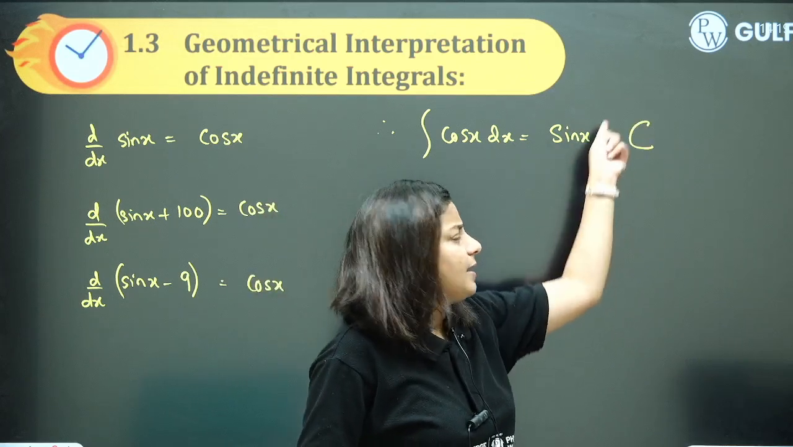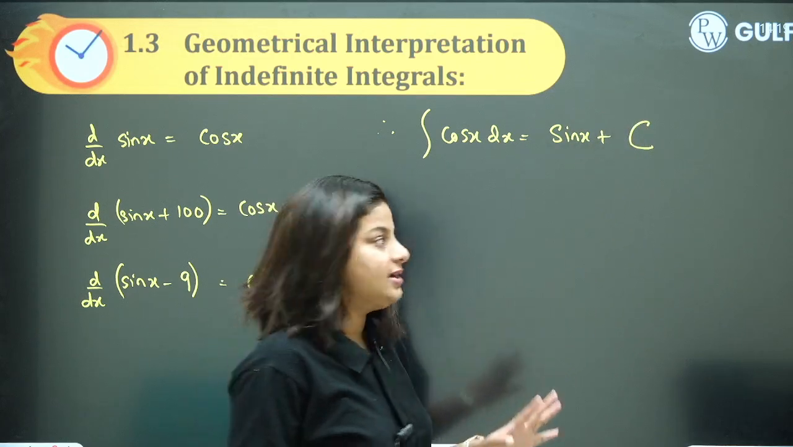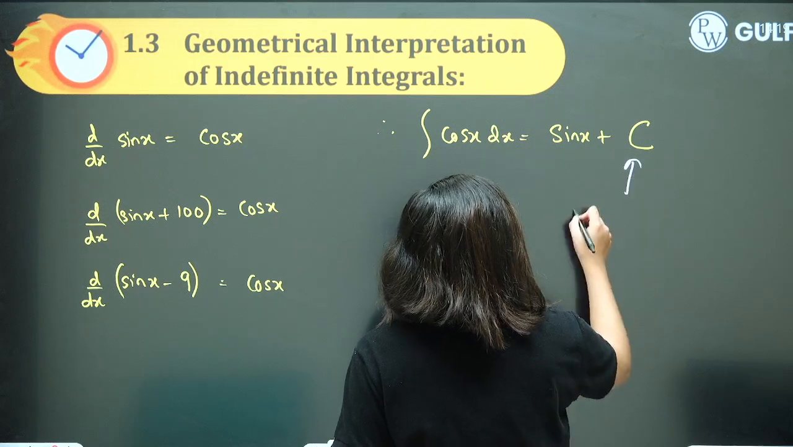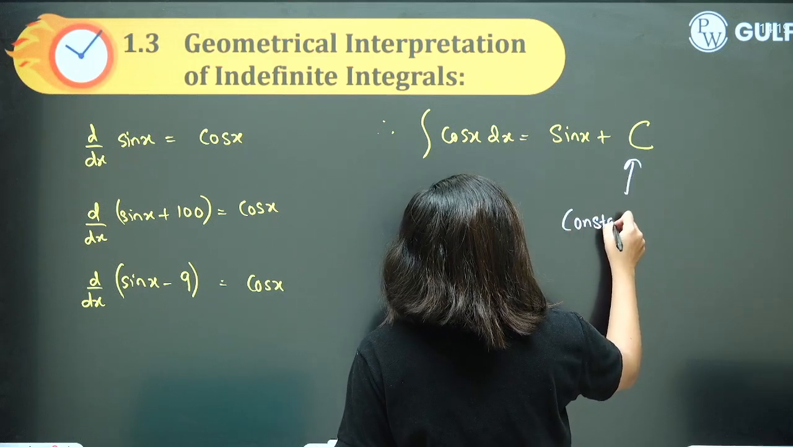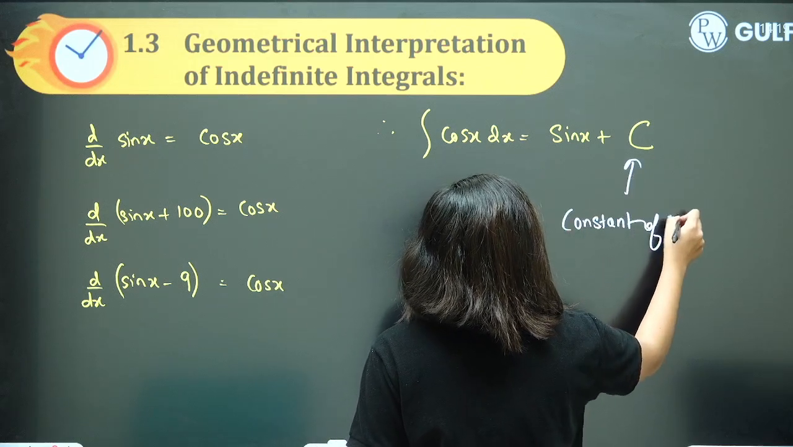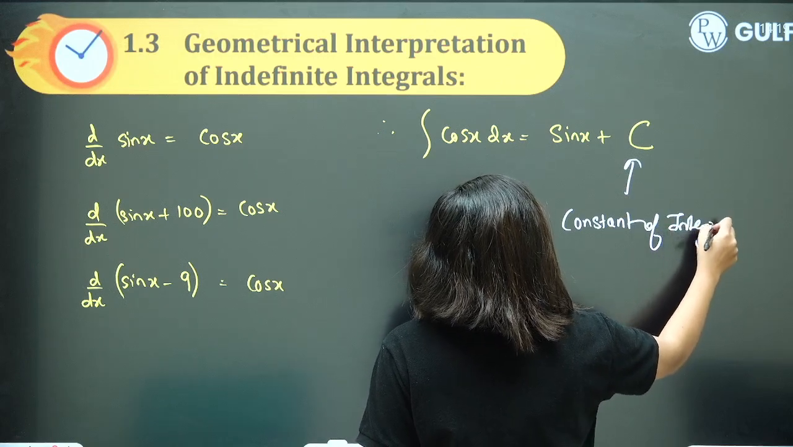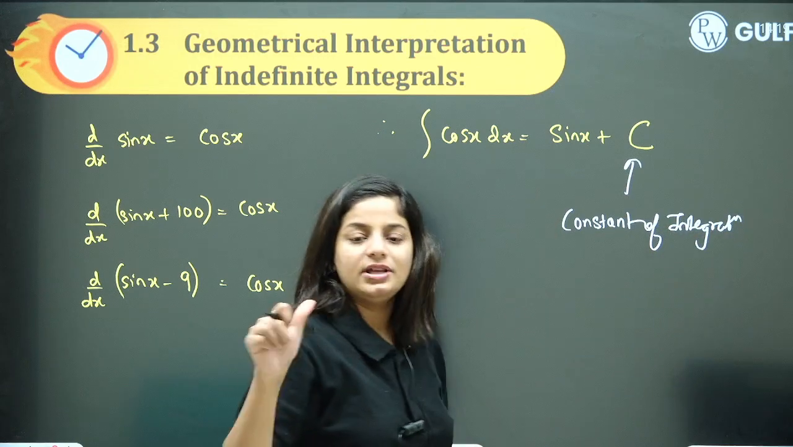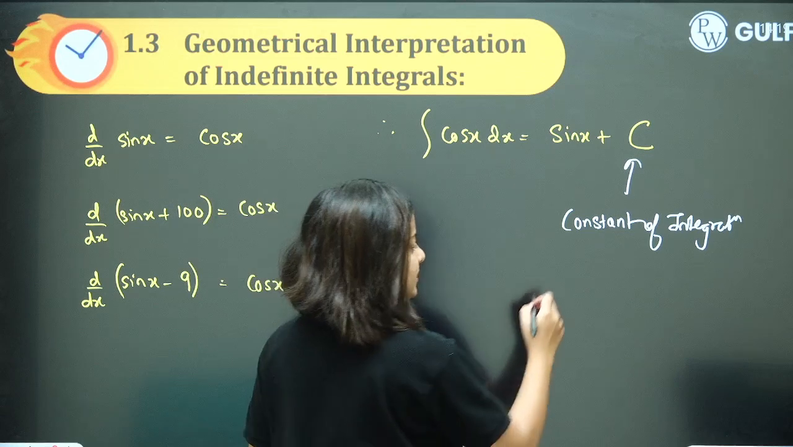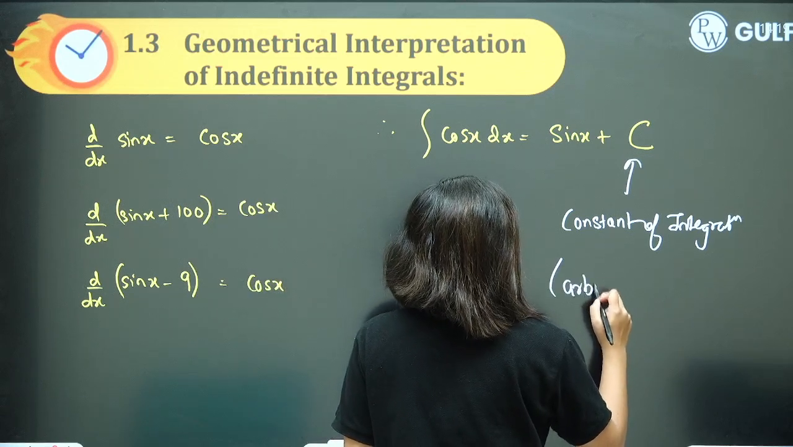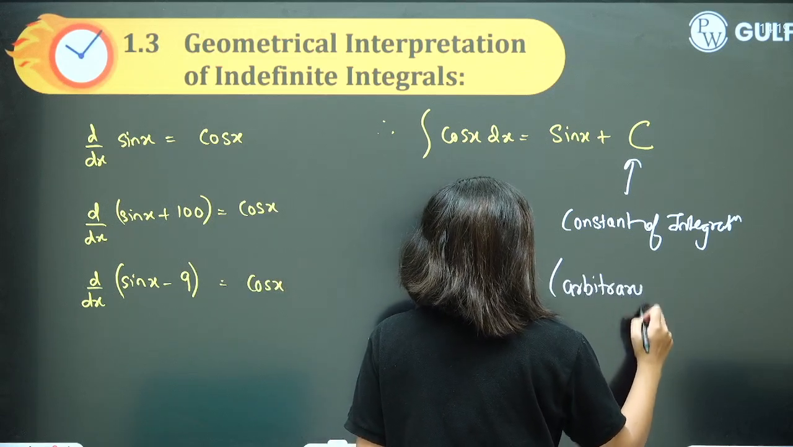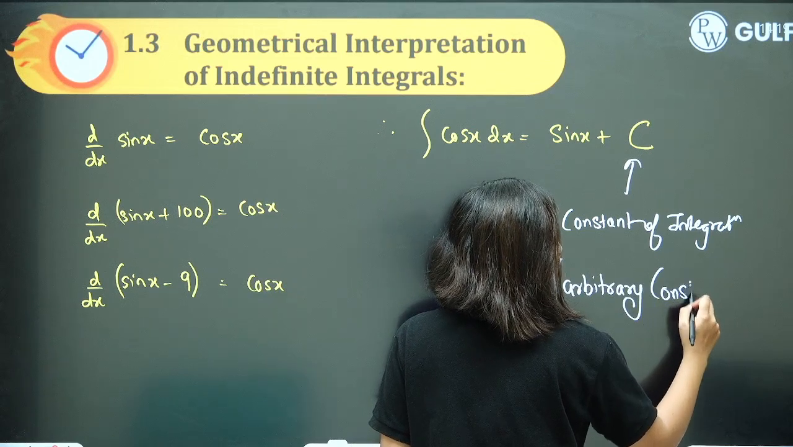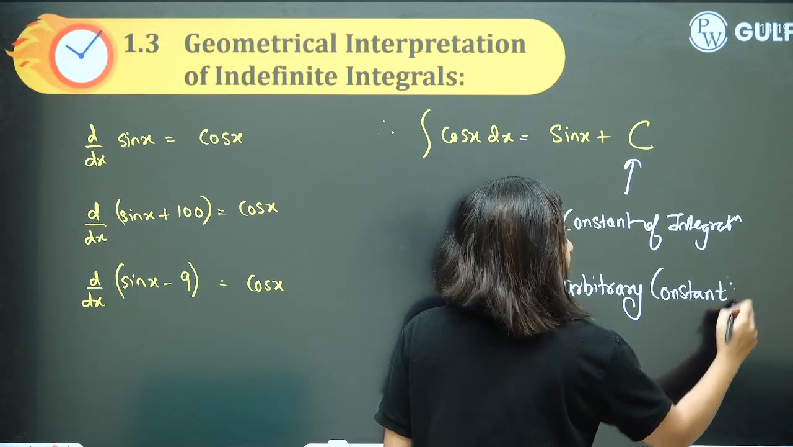So let's just combinedly call it as C, where C is nothing but constant of integration. Do we know what is the value of C? No, we don't know. It is just an arbitrary constant. Because we don't know the value of C, C can be any number.